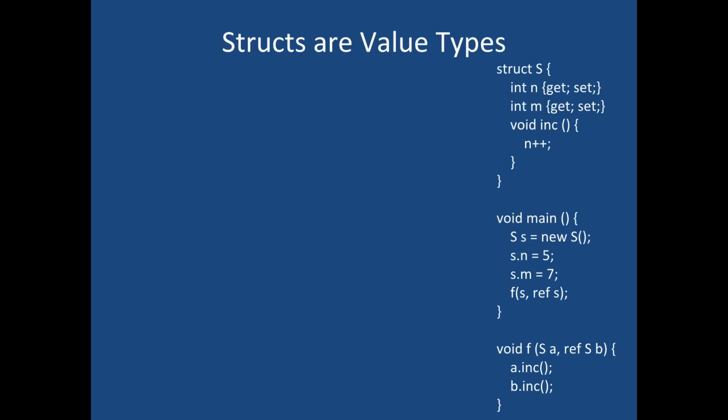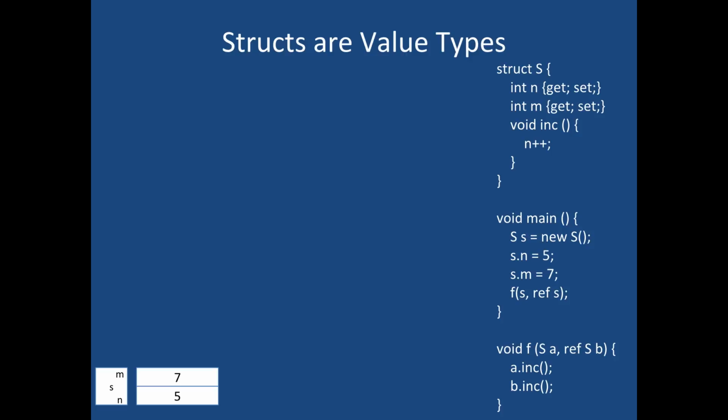Okay, we know that structs are value types. So let's review what happens when they're passed by value. So we have, let's see, where's main here? There's main. So we have a struct that has those two properties, n and m. Main has one variable, which is a struct, which has two parts, n and m. So this whole thing is the struct. So we say s.n gets 5, s.m gets 7.